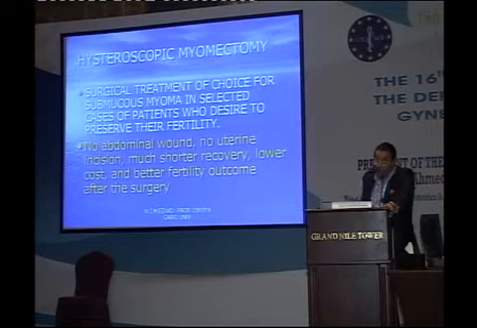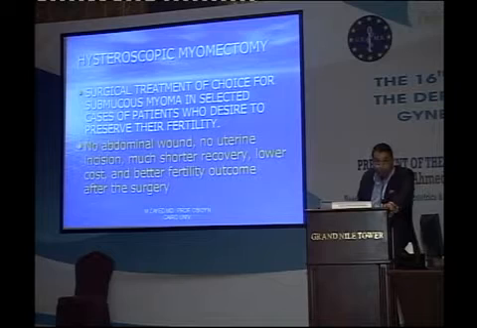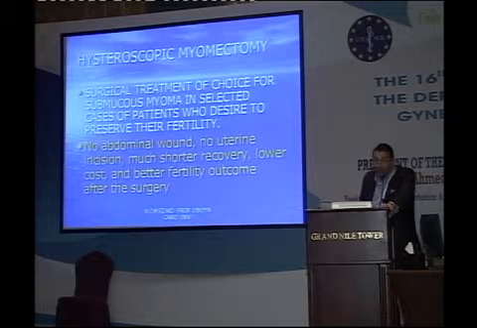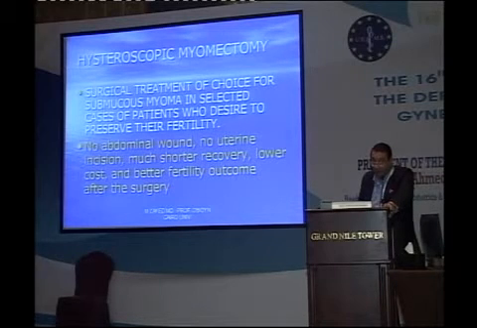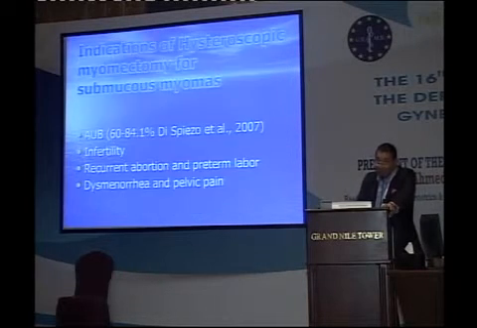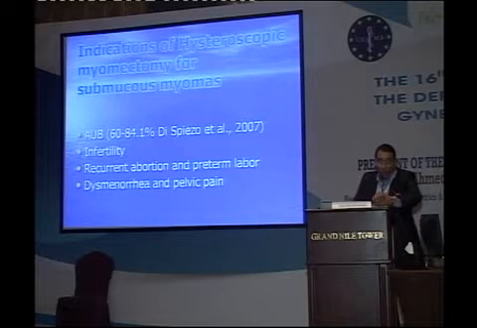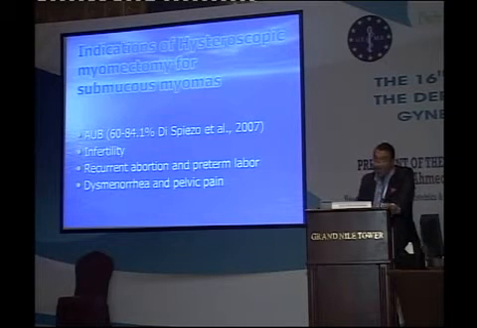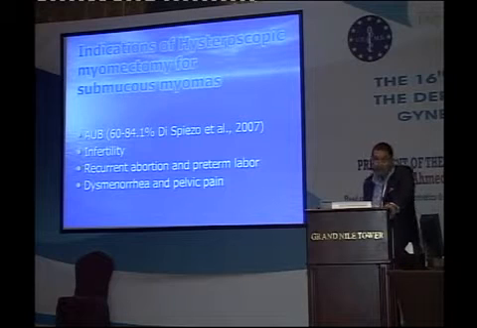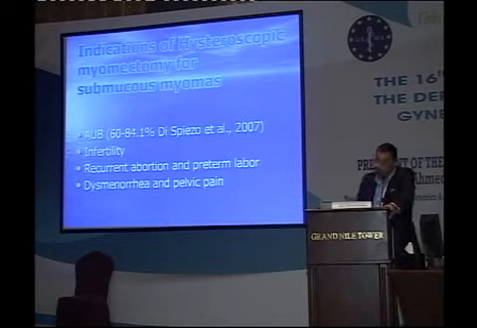We all know that the surgical treatment of choice for the submucous myoma is, of course, the hysteroscopic myomectomy, because definitely there are advantages like no abdominal wound, no uterine incision, much shorter recovery, lower cost, and a better fertility outcome after the surgery. So the indications of hysteroscopic myomectomy for submucous myomas are abnormal uterine bleeding, infertility, recurrent miscarriages, preterm labor, and, of course, dysmenorrhea and pelvic pressure symptoms.